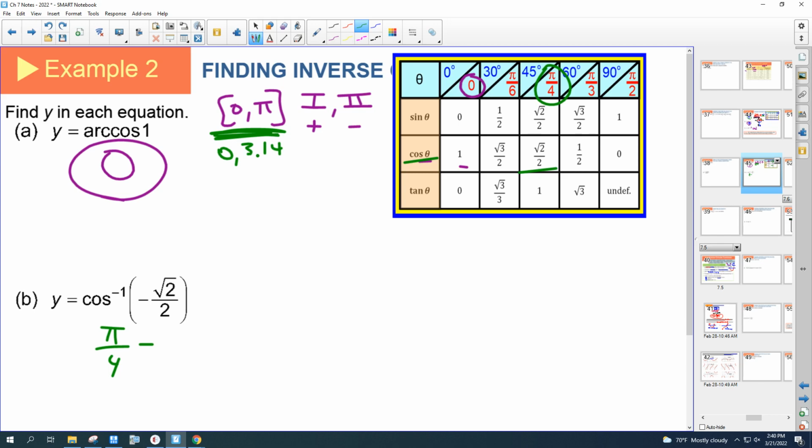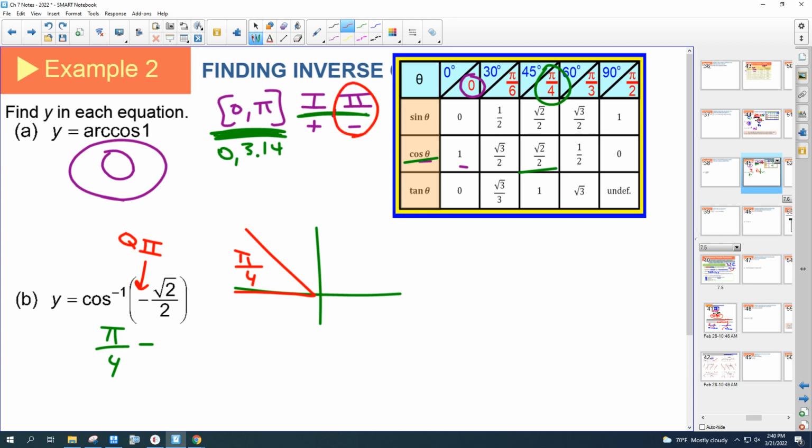And so you have to think about it as, okay, this means we're defined in these two quadrants. So if you look at it, what we've got is a pi over 4 angle in the second quadrant. The negative doesn't mean that your answer is negative. Your negative is telling you where to look. Inverse cosine is negative in the second quadrant. So we draw that angle in the second quadrant, and we say, okay, what angle is this?